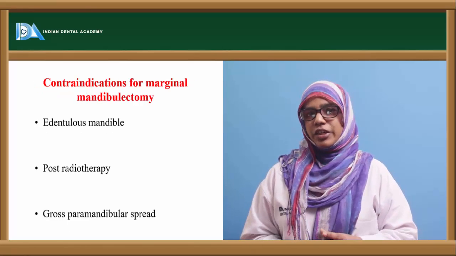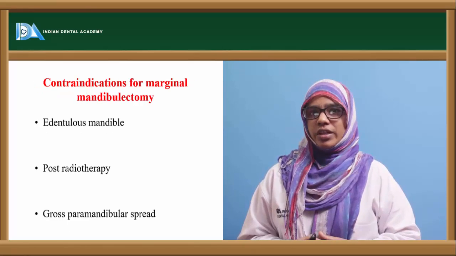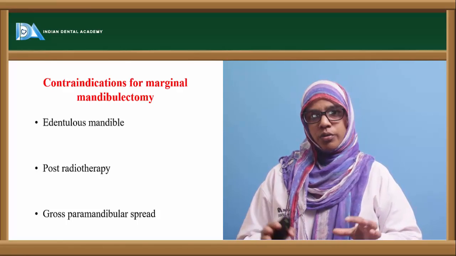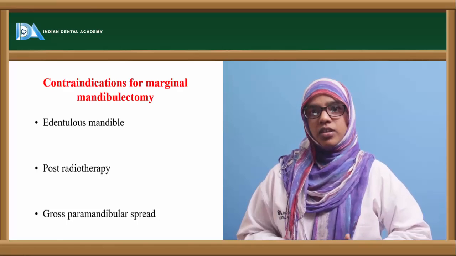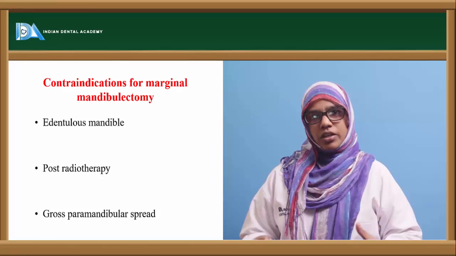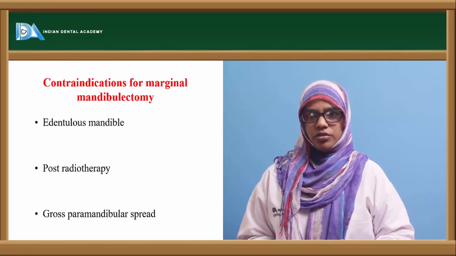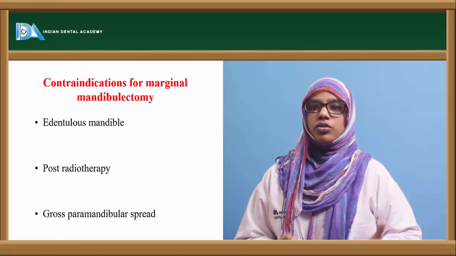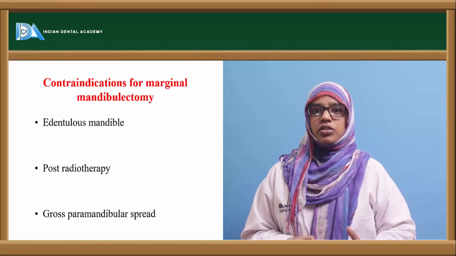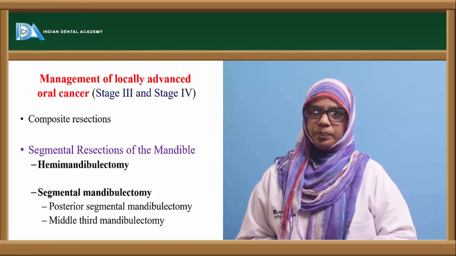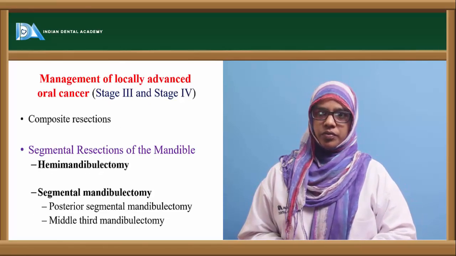Now, contraindications of marginal resection: they are contraindicated in an edentulous mandible wherein the height is already reduced. So if you are removing the tumor mass, you are removing 1 centimeter of normal margin, and there is nothing left behind. So in case of edentulous bone, it is a contraindication. Post-radiation, avoid resection because it can undergo osteoradionecrosis. And if there is gross perimandibular spread, rather than marginal resection, offer hemimandibulectomy or a segmental resection.